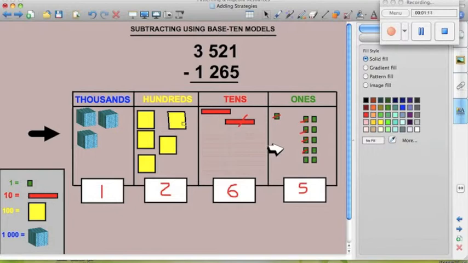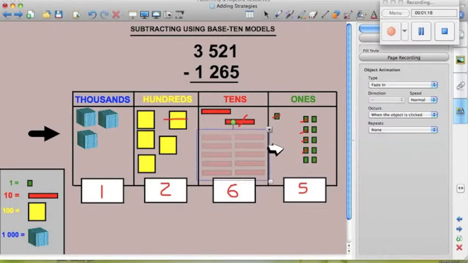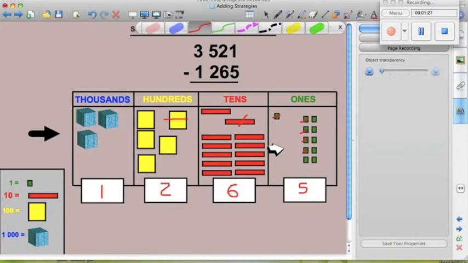So the way I'm going to solve this is I'm going to trade in one of my hundreds cubes, 100 squares rather, for 10 tens, because of course 1 hundred is worth 10 tens. Now I have 11 tens, and I'd like to subtract 6, so I'm going to go ahead and subtract that. And I'm going to show this by crossing off 6 of my 10 rods. That's 2, 3, 4, 5, and 6.